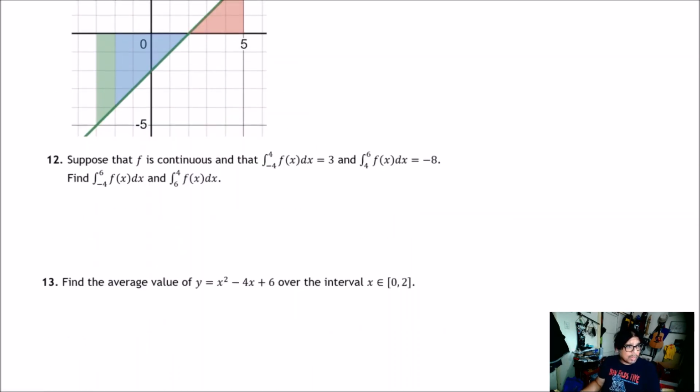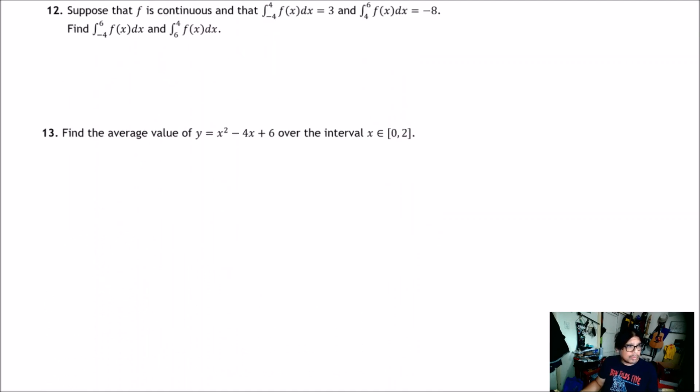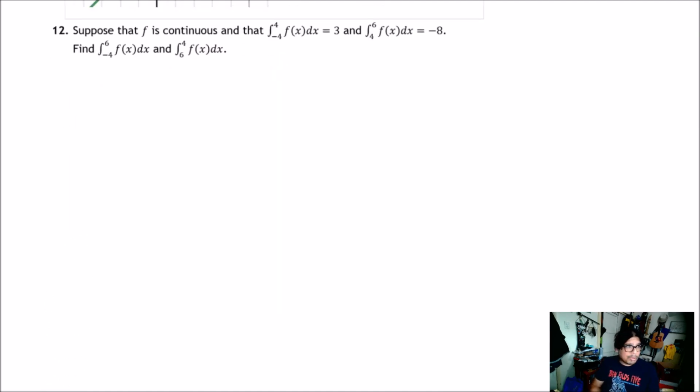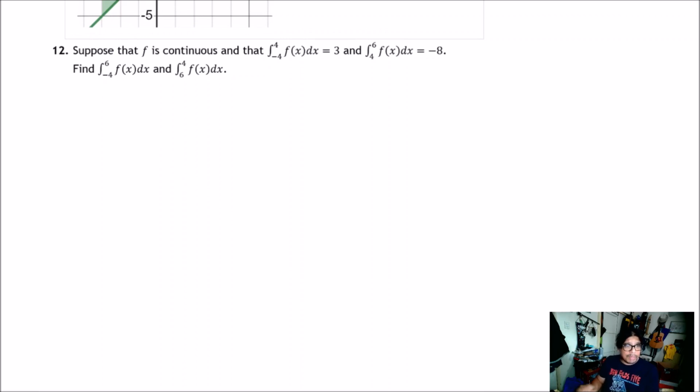Let's move on to our number 12 here. We've got, supposing that f is continuous and that the integral from -4 to 4 of f is 3, and the integral from 4 to 6 of f is going to be -8. So the first thing to do is to find the integral from -4 to 6 of f, and then also find the integral from 6 to 4 of f.